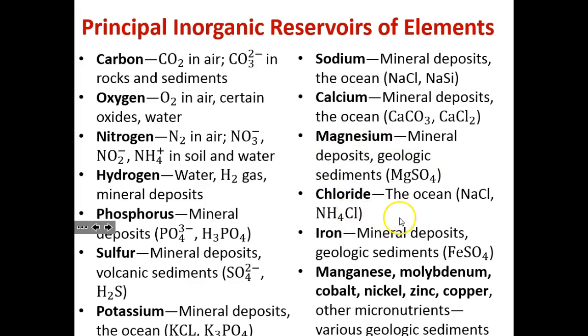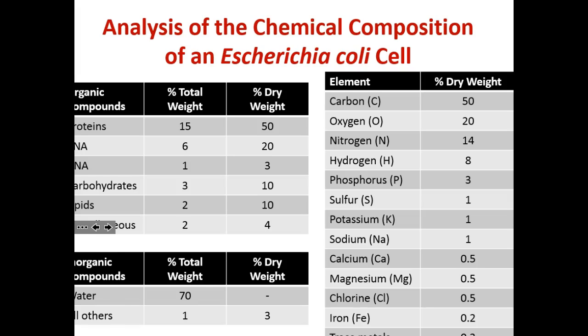Chloride from the ocean. Iron, mineral deposits, geologic sediments. And manganese, molybdenum, cobalt, nickel, zinc, and copper. And other micronutrients, small trace element amounts, various geologic sediments.